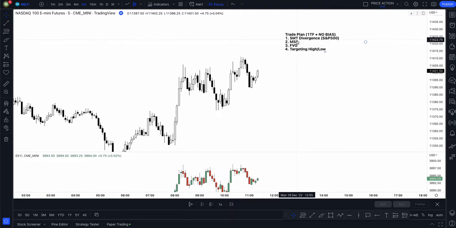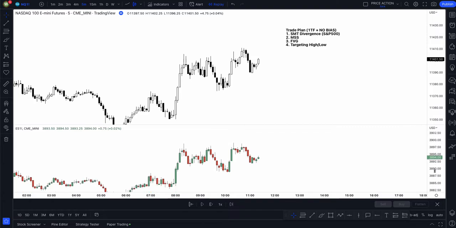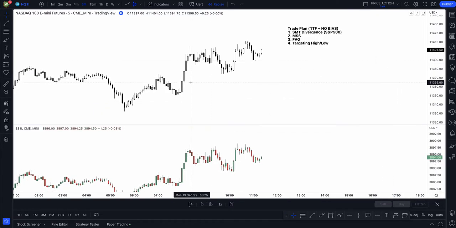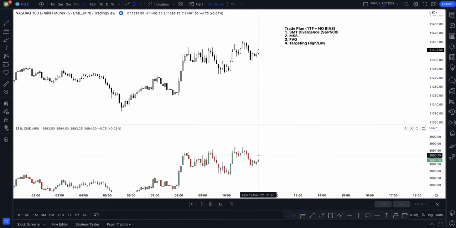Now SMT stands for smart money technique, but ultimately we're looking at divergence, and divergence is when we're looking at correlated pairs. In this scenario, if I just stretch this up a bit, you can clearly see how Nasdaq is moving very similarly to the S&P 500. They are correlated pairs. Now the divergence occurs when one does something that the other did not do.